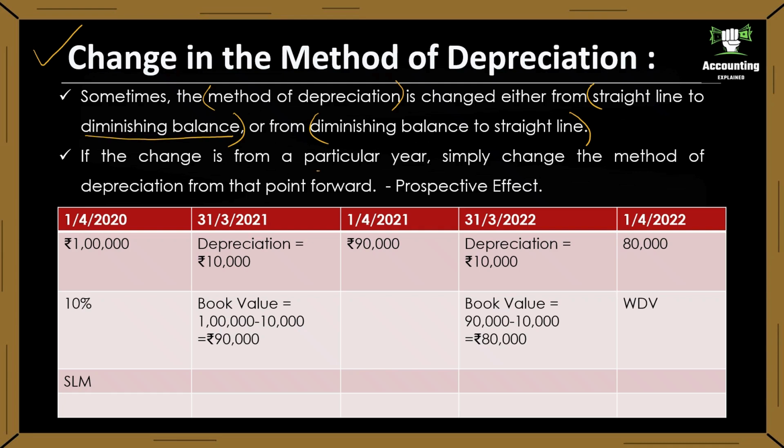If the change is from a particular year, simply change the method of depreciation from that point forward. That is called the prospective effect. Now I am going to explain this with an example.